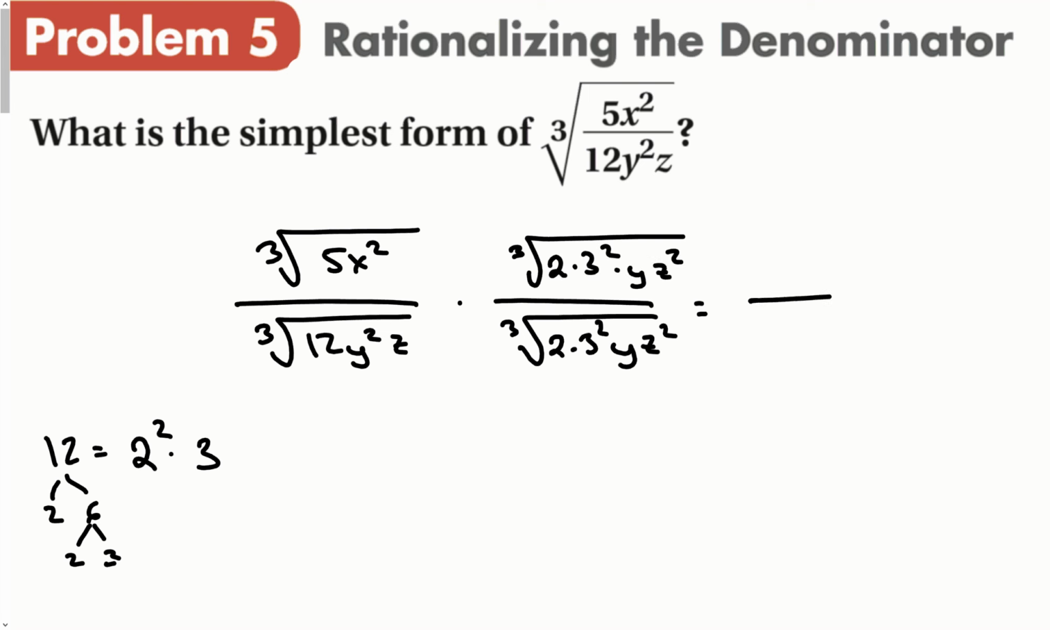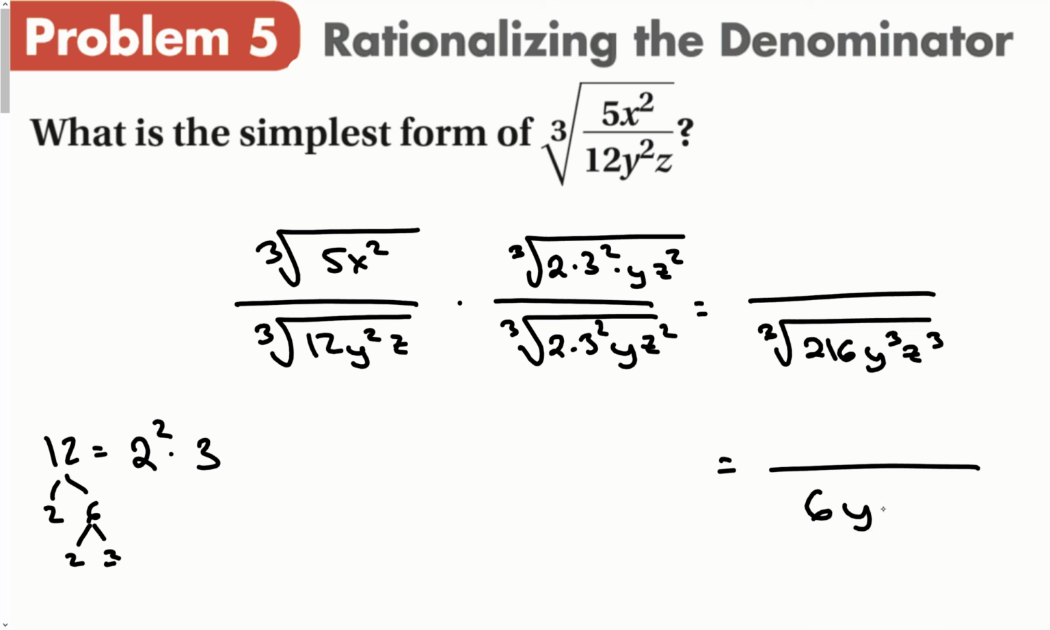And now the bottom becomes the cube root of 12 times 2 times 3 squared, which is 9, is 216. y squared times y is y to the third. z times z squared is z to the third. And this gives me the denominator of 6yz. No more radicals in the denominator.